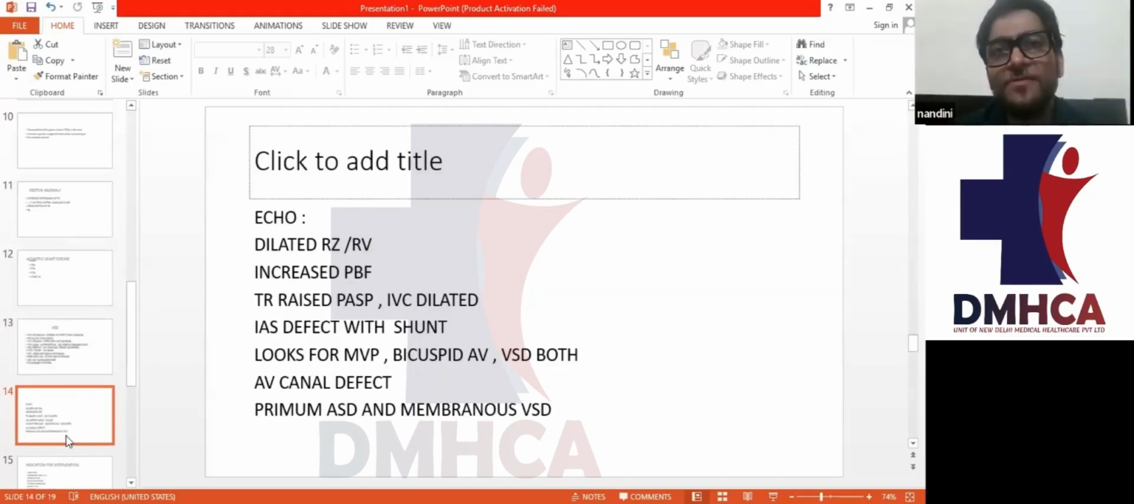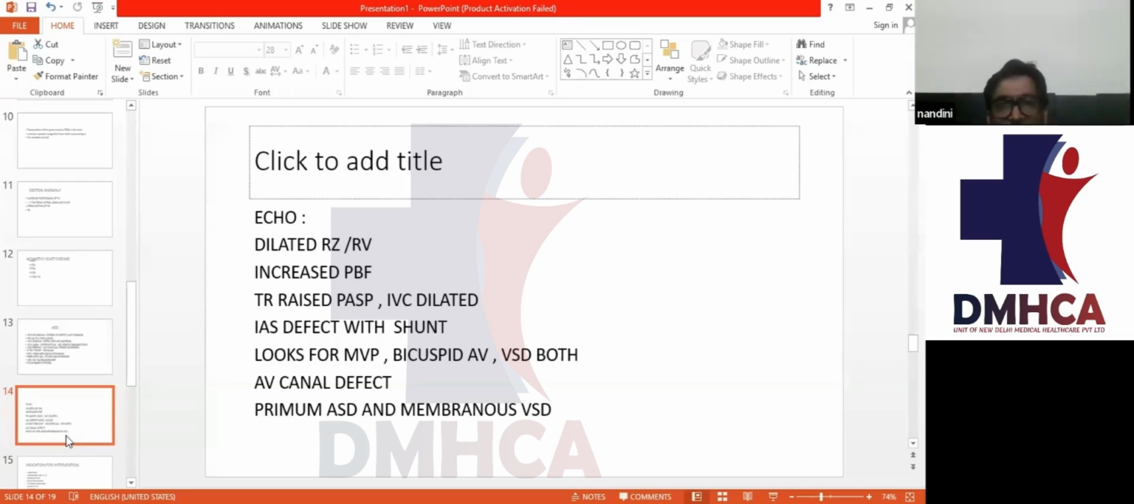Echo is the most sensitive and definitive diagnostic tool to diagnose atrial septal defect. On echocardiography, you have to go retrospectively. Whenever there is a dilatation of RA-RV, you look for the causes of RA-RV dilatation. So for practical purposes, when there is dilatation of RA-RV, you have to look for three causes.